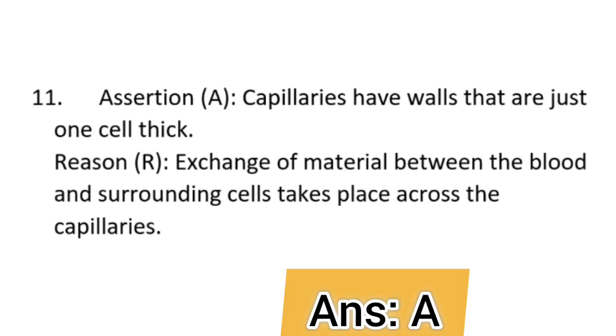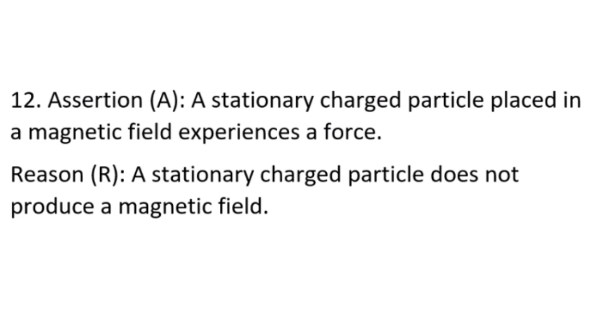So option A. Assertion: a stationary charged particle placed in a magnetic field experiences a force, and reason: a stationary charged particle does not produce magnetic field. So the first statement is wrong. A stationary charged particle cannot experience a force. Then the second, a stationary charged particle does not produce magnetic field, is correct. So we can say assertion is false and reason is true. So option D.